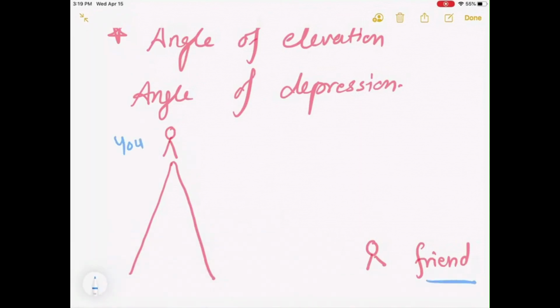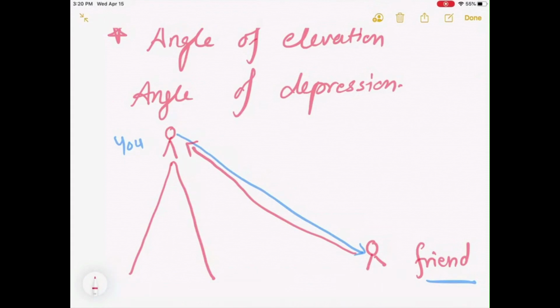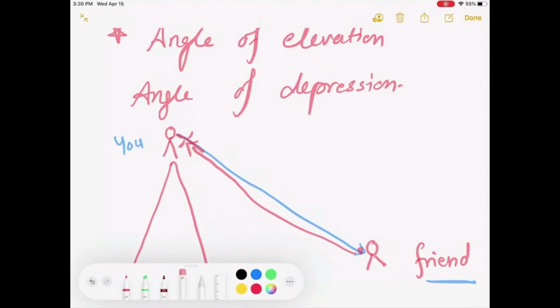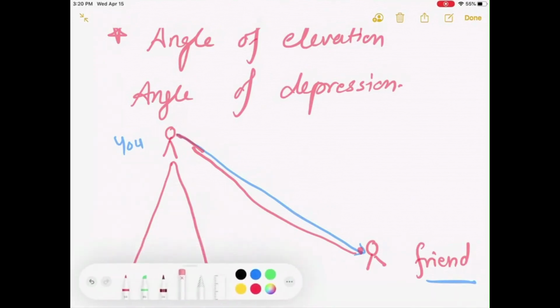When you look down to your friend, that would make the angle of depression. And when your friend looks up to you like this, that would be the angle of elevation. But the thing is, when I go from here to here, I see 2 angles. There's one down here, and one above the line. So which one is the angle of depression or angle of elevation? You really have to understand that. So let's look that up.